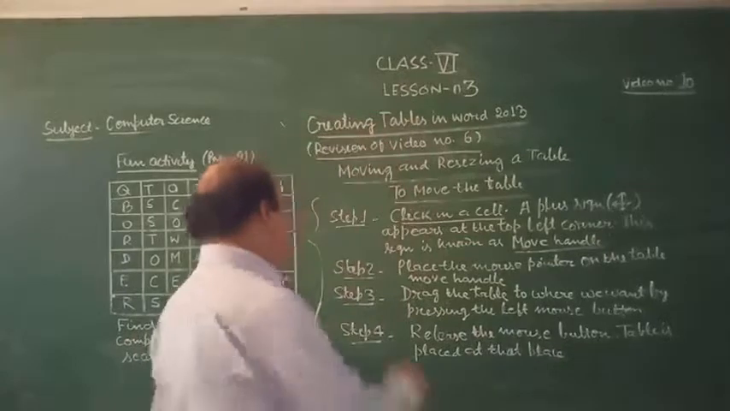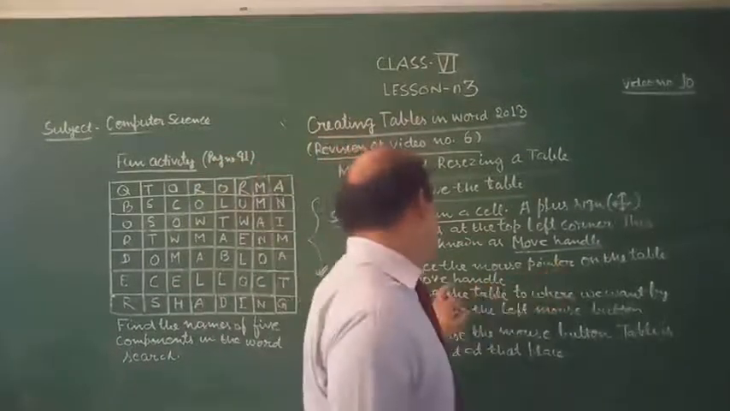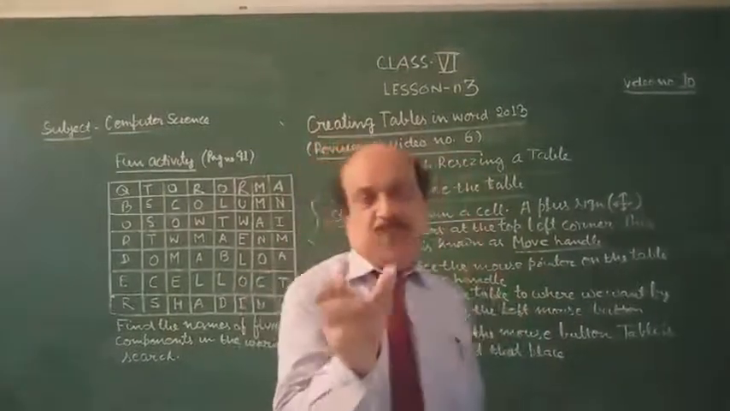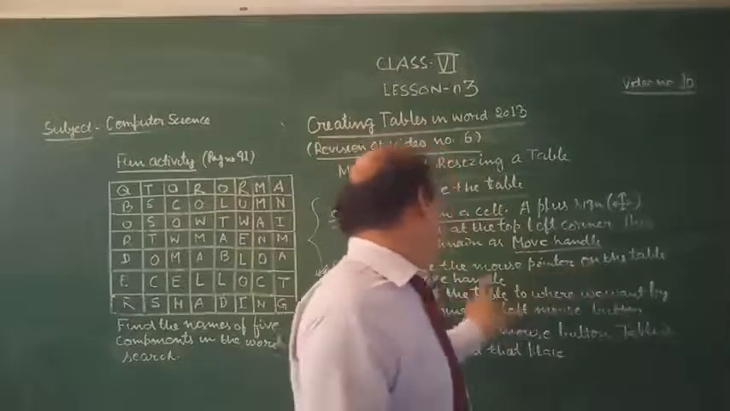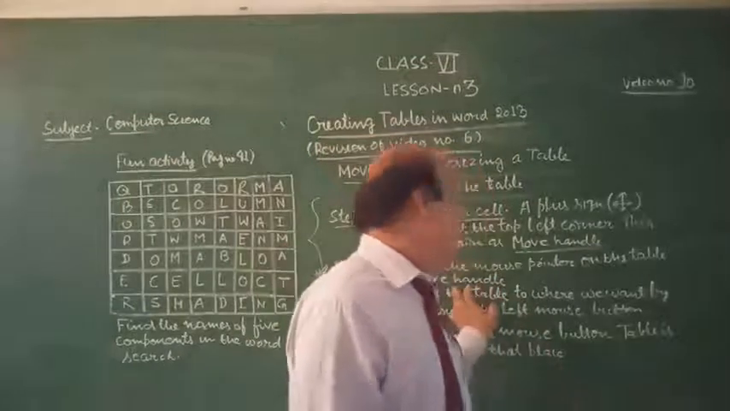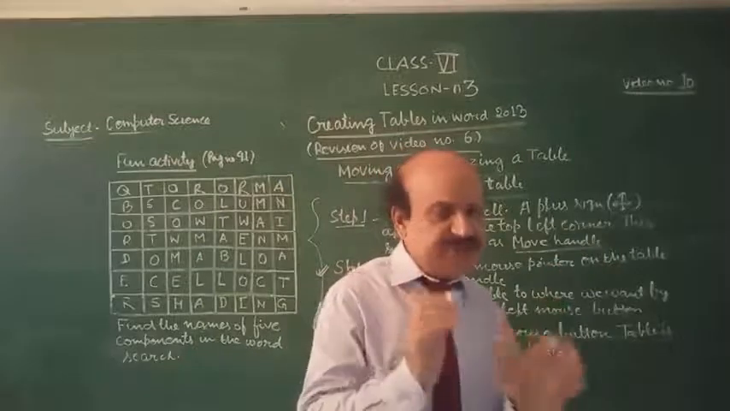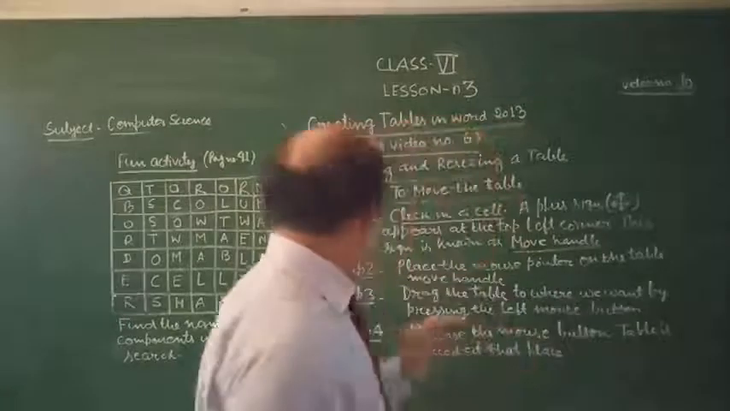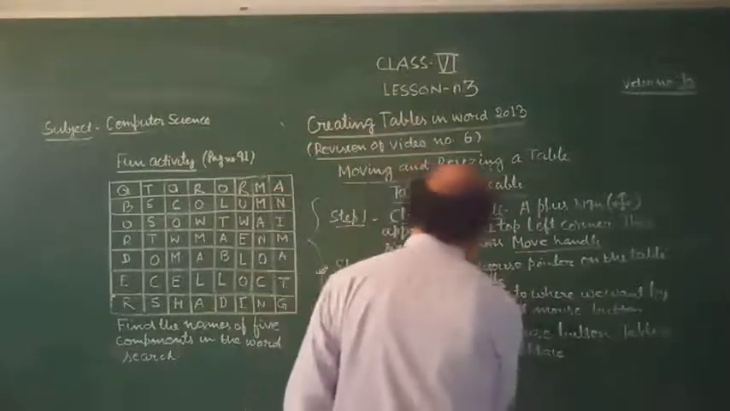After that you will take step 2. Place the mouse pointer on the table move handle. With the help of the mouse pointer, you will keep it on the table move handle. It means whenever you start to move the mouse, the move handle will start to move, and you will keep it on the table which we want to place from one place to another. So this is the second step. With the help of the move handle, you can move it.